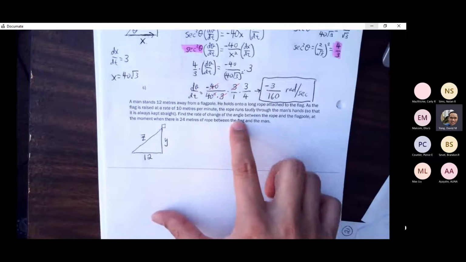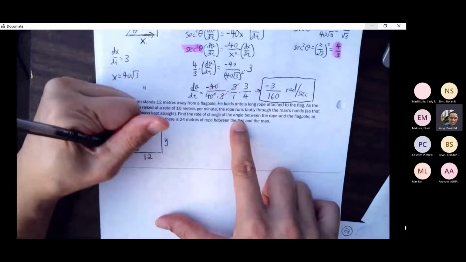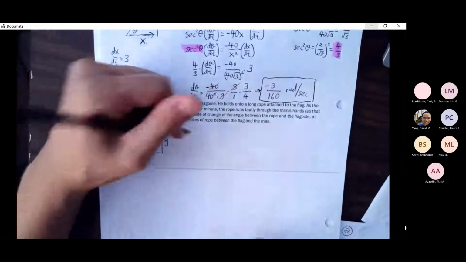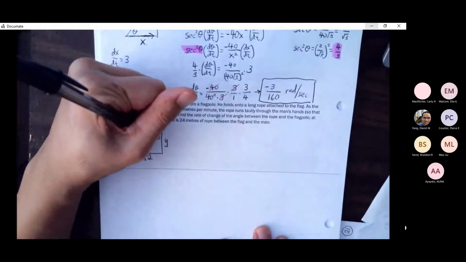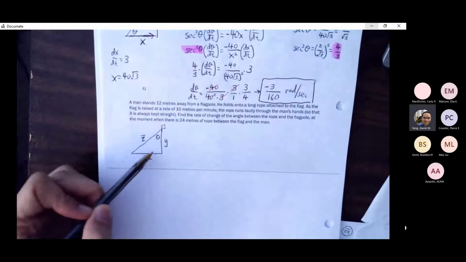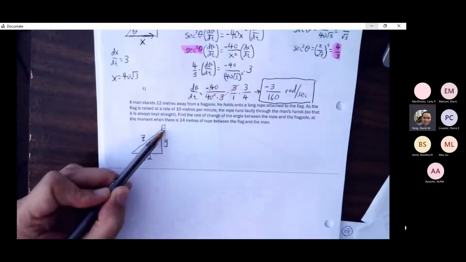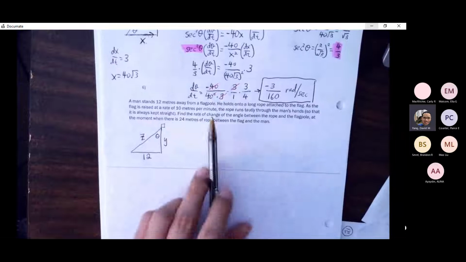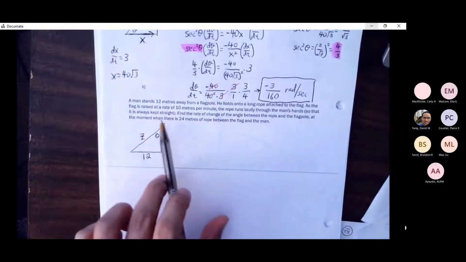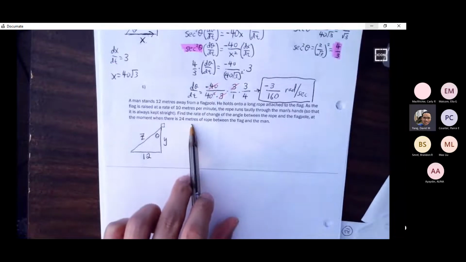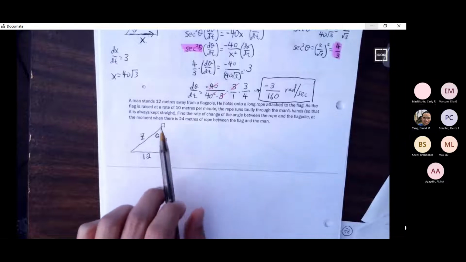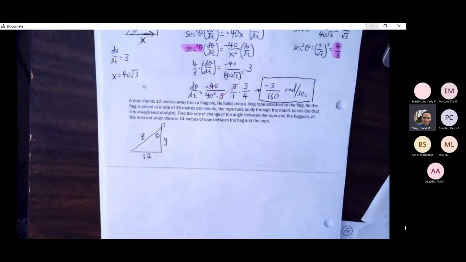Find the rate of change of the angle between the rope and the flagpole. So that's up here, actually, between the flagpole and the rope, at the moment when there is 24 meters of rope between the flag and the man.